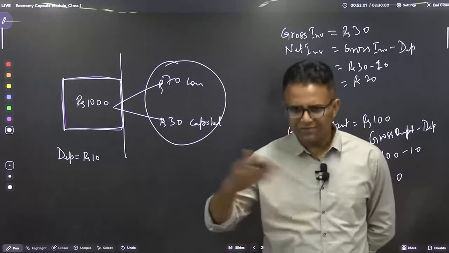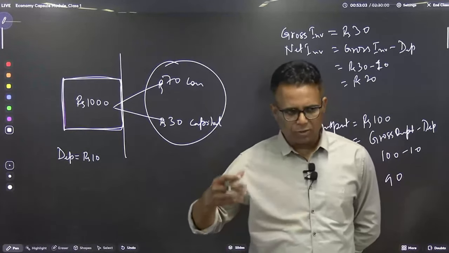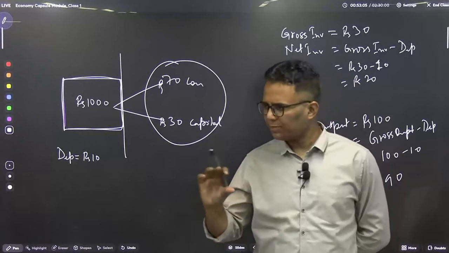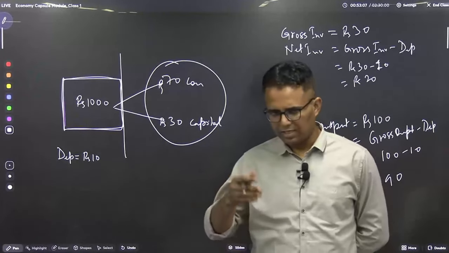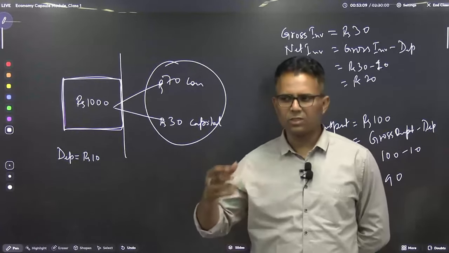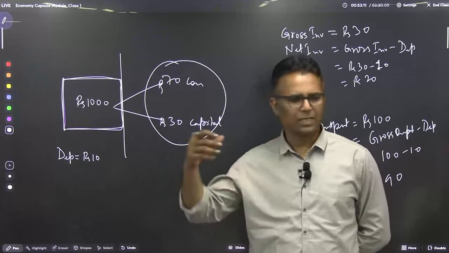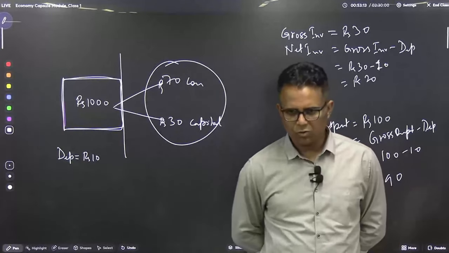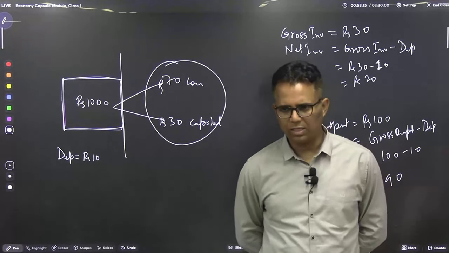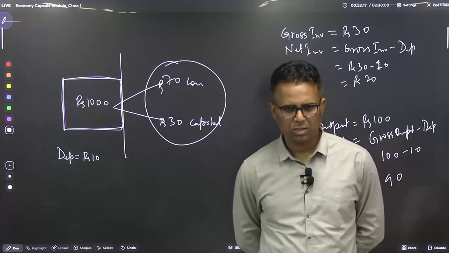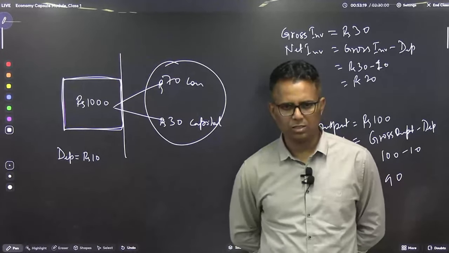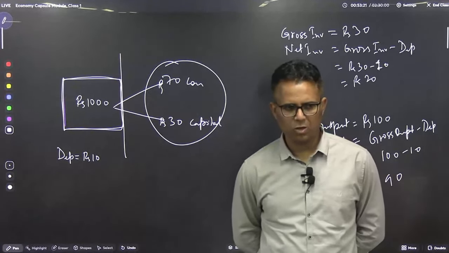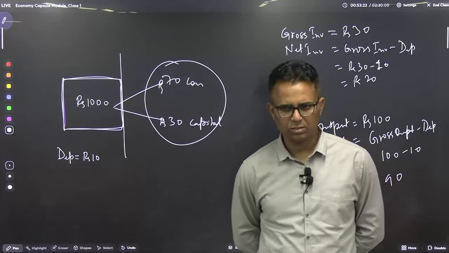If in successive years, in absolute rupees, the production of capital goods is declining, our output, GDP, will increase or decrease? How many of you think it will decrease? And how many of you think it will increase?